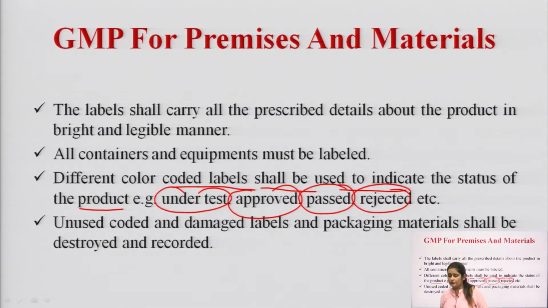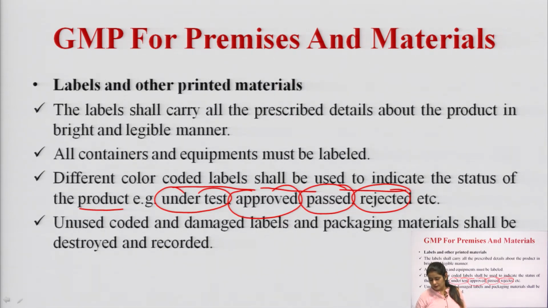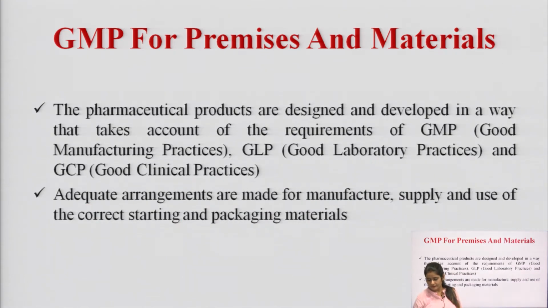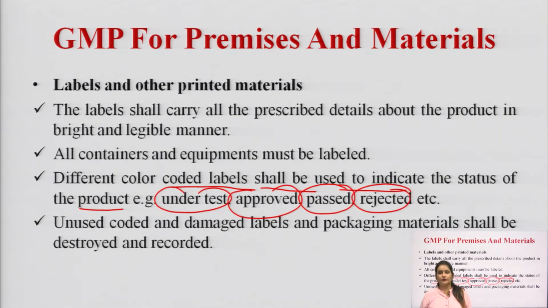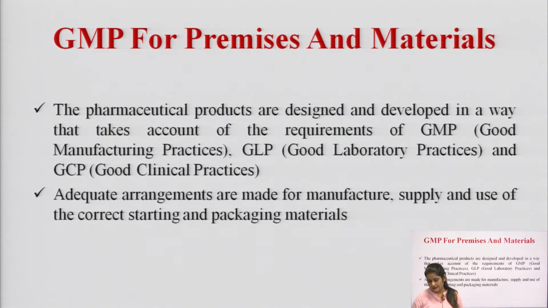So each product status should be differentiated by using color coded labels. Unused, coded and damaged labels and packaging material shall be destroyed and recorded, so that misconception should not be created. That is why labels and other printed material are also a general requirement of good manufacturing practices.